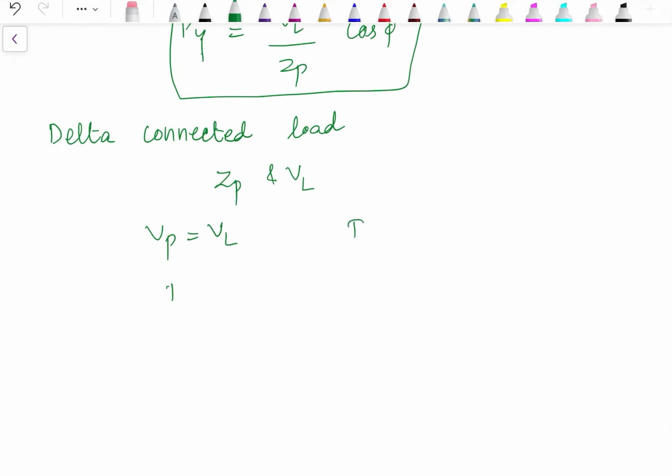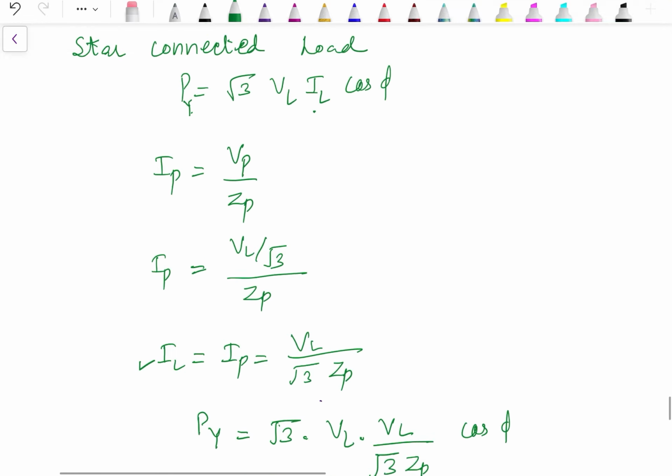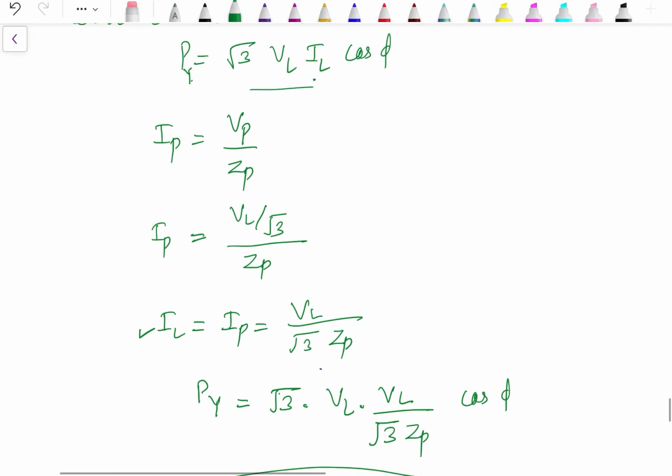We need to calculate IL, which is root 3 times IP. For that we need the calculation of IP. IP is Vp upon Zp. Vp is the same as VL, so IP is VL upon Zp, and hence IL is root 3 times VL by Zp. Now substitute this value in the expression of power.